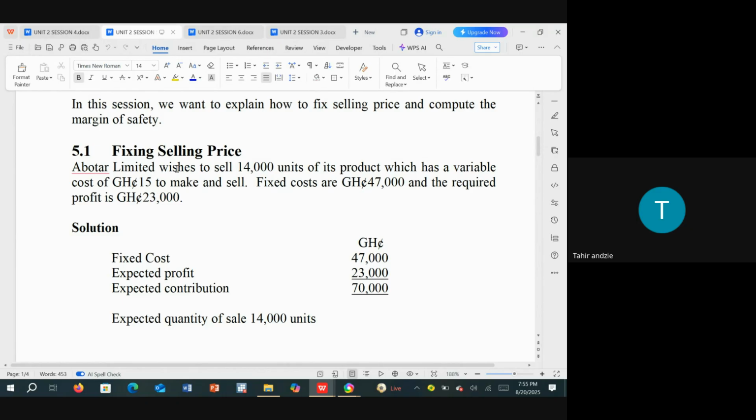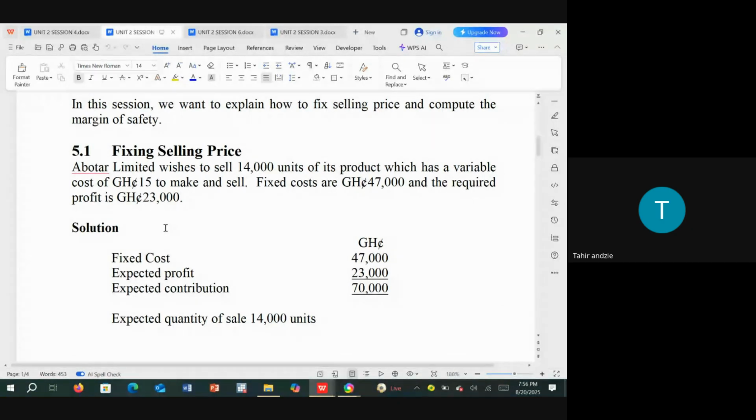Abotal Limited wishes to sell 14,000 units of a product, which has a variable cost of 15 cedis to make and sell. Fixed costs are 47,000, and the required profit the company wants to make is 23,000. So how do you determine the selling price?